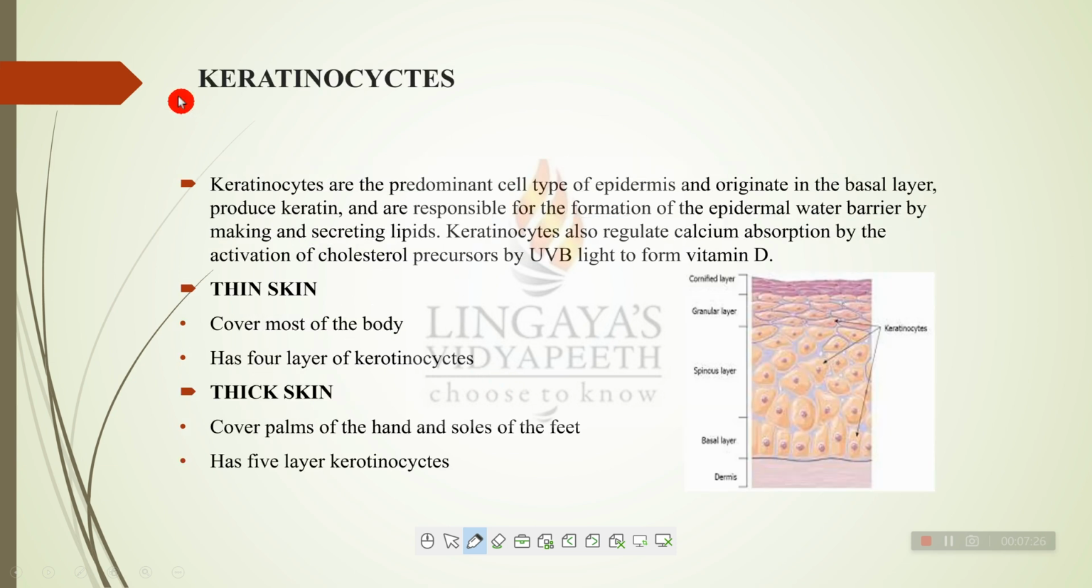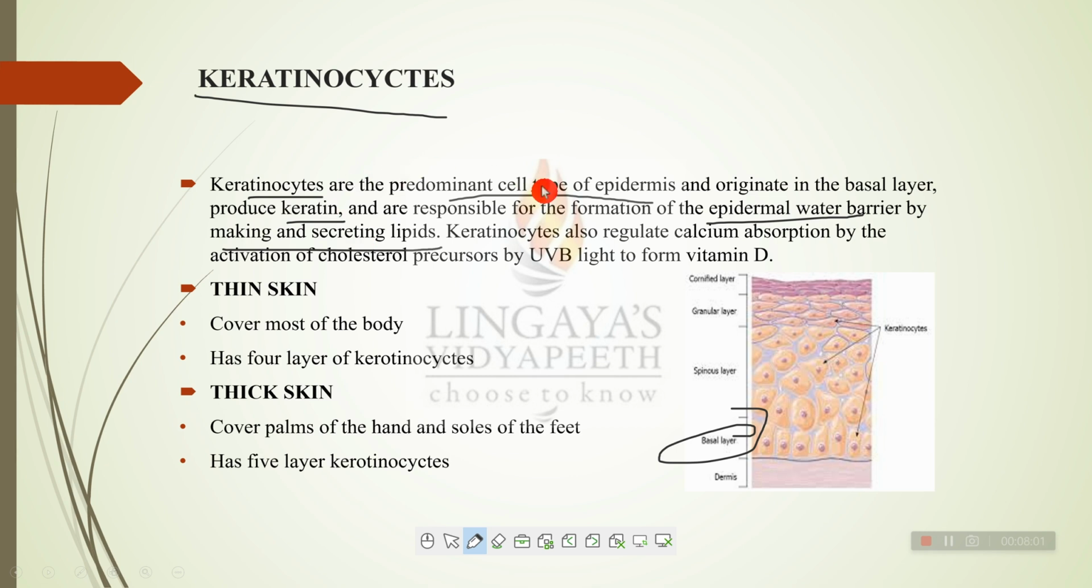Moving on, talking about the keratinocytes, the cells which are present in the epidermis layer. Keratinocytes are the predominant cells of the epidermis, and these cells originate in the basal layer. They produce a protein called keratin, which is responsible for formation of the epidermal water barrier by making and secreting lipids.